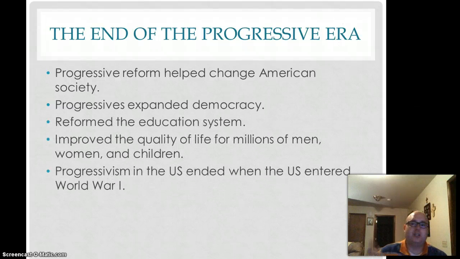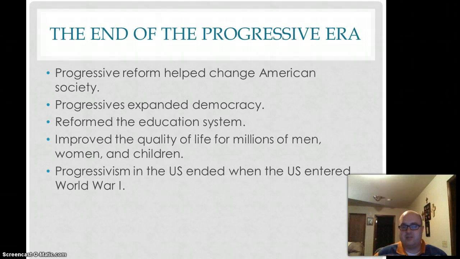Right, to end the progressive era. Progressive reforms changed American society. It expanded democracy with the 17th Amendment, referendum, recall, direct primary, all these awesome things that expanded democracy. Remember the laboratory of democracy, Wisconsin, state governments, laboratories of democracy. And progressives really expanded democracy and what it meant for democracy to thrive. They reformed the education system, made it pretty much required for everybody, and also learn American history. They improved the quality of life for millions of men, women, and children. Got rid of child labor. Women couldn't work as long.